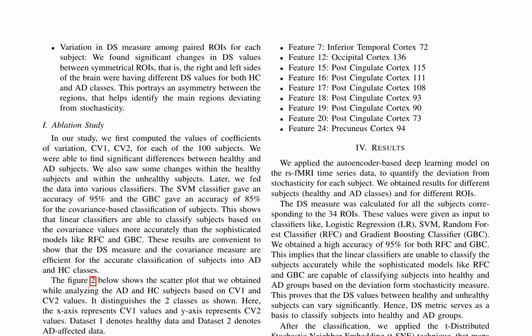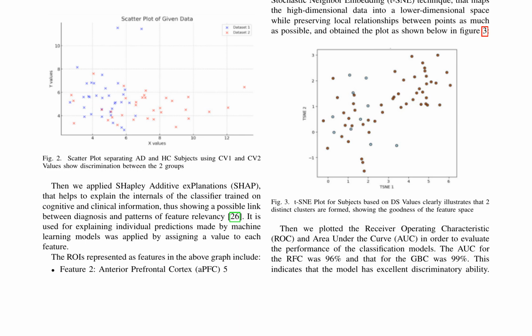An ablation study was conducted, computing coefficients of variation, CV1 and CV2, for each of the 100 subjects, which showed significant differences between HC and AD subjects. The data was fed into various classifiers, with the support vector machine, SVM, and gradient boosting classifier, GBC, achieving accuracies of 95% and 85%, respectively, for covariance-based classification of subjects. A scatter plot was generated, distinguishing AD and HC subjects based on CV1 and CV2 values.